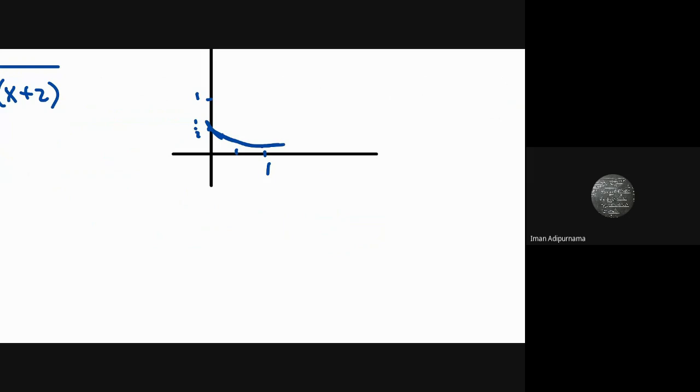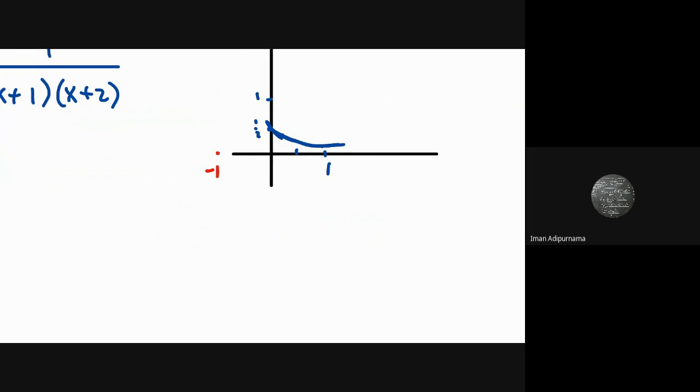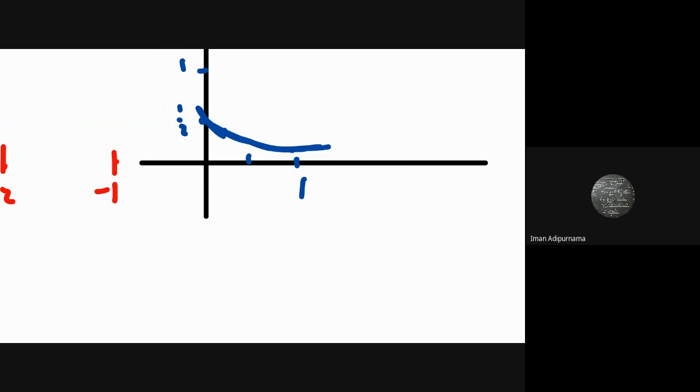Because the other part, like at x equal -1, maybe here, and x is -2, maybe here. These are the asymptotes, and they're too far from what we have in the question, right? We only care about this part here, these two parts.